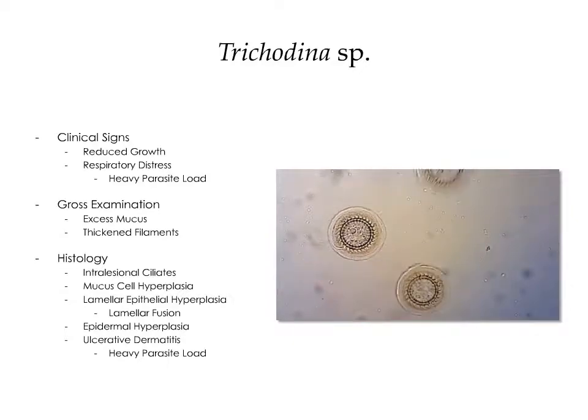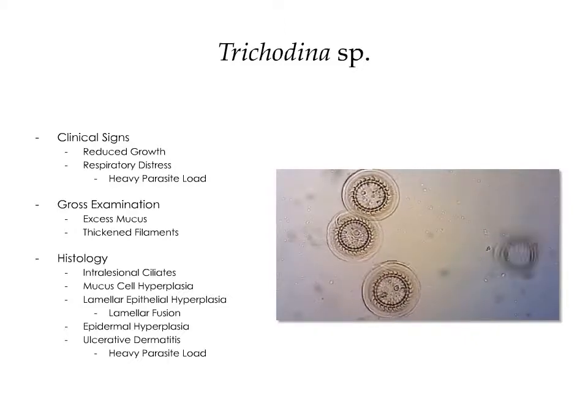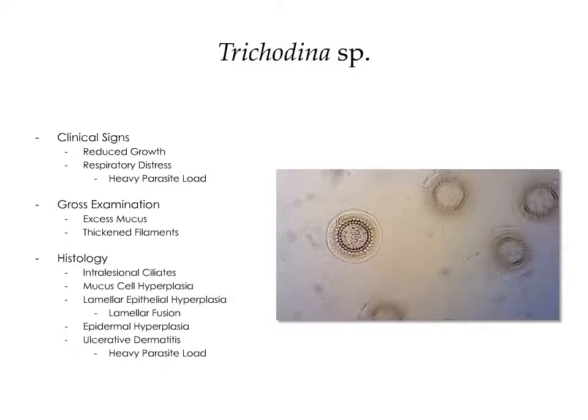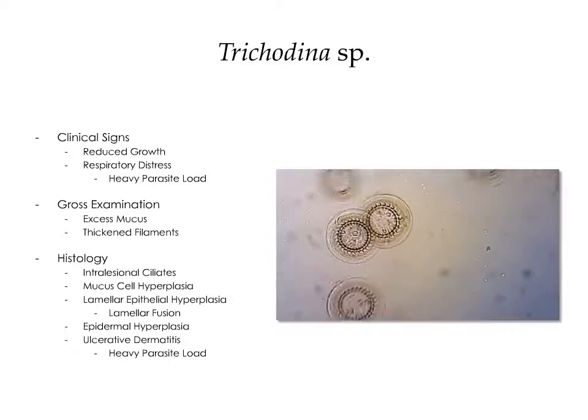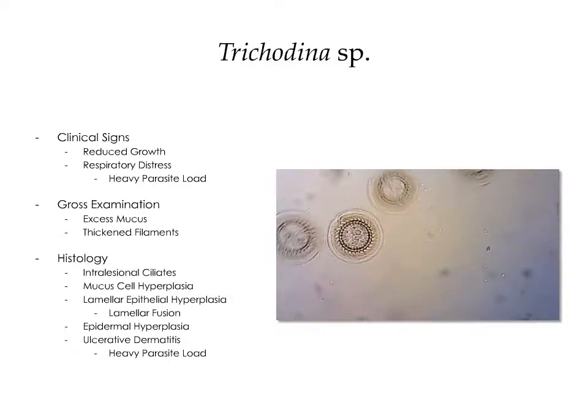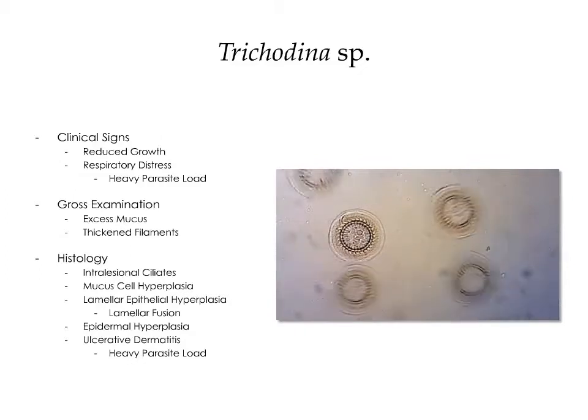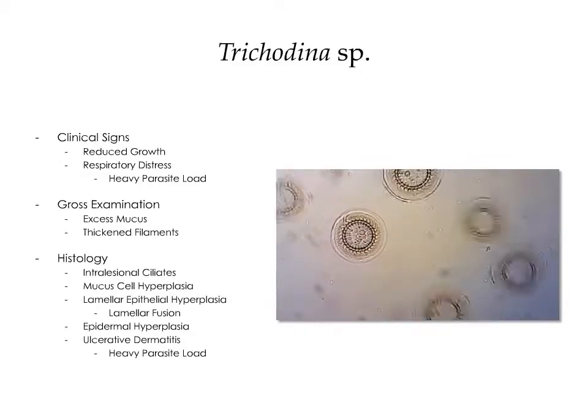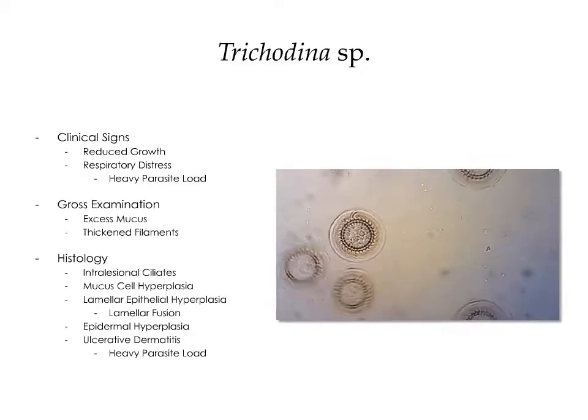Gill infections are associated with mucocell hyperplasia, lamellar epithelial hyperplasia, and lamellar fusion. Skin infections may be associated with epidermal hyperplasia. With heavy parasite loads, affected fish can also develop ulcerative dermatitis. The animation on the right illustrates the feeding pattern of the parasite on the gill lamellae.